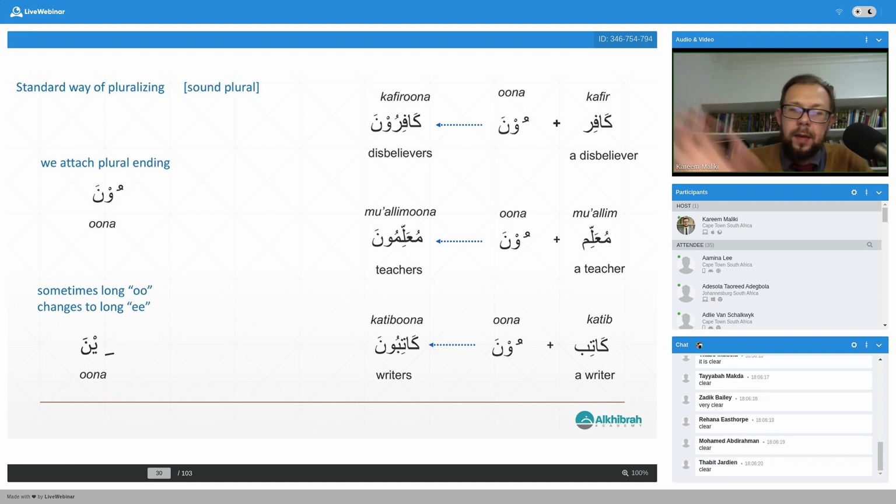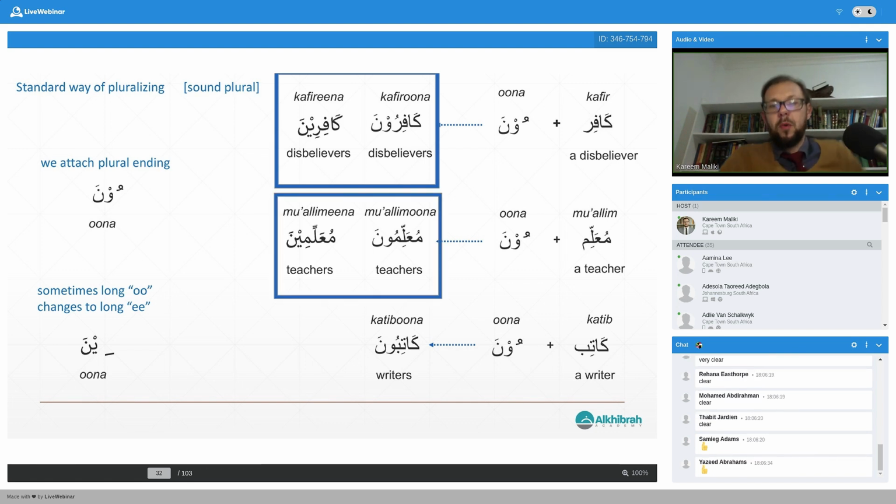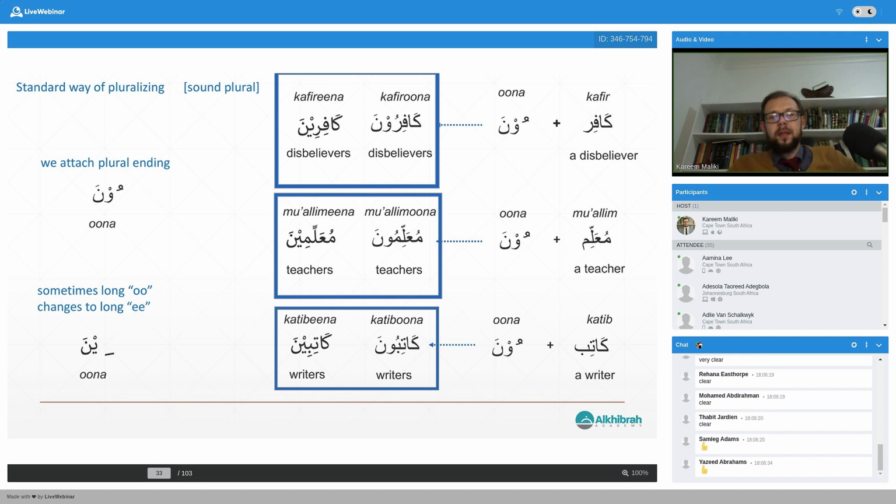Now, sometimes you have una, and sometimes instead of una, you have ina. So what does it mean? In the Quran, you'll find kafirun, like Surah Qul ya ayyuhal kafirun, right? But sometimes you also find kafirina. Sometimes you have mu'allimuna, sometimes mu'allimina, and sometimes you can say katibuna, sometimes katibina. Now, what you need to understand is it's the same thing. Both forms are standard plural.